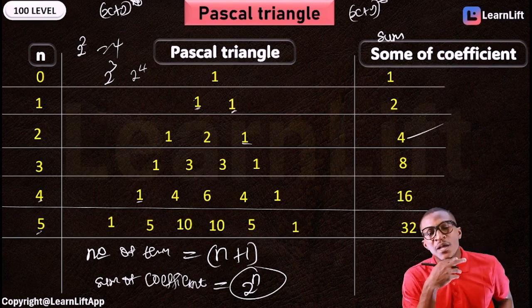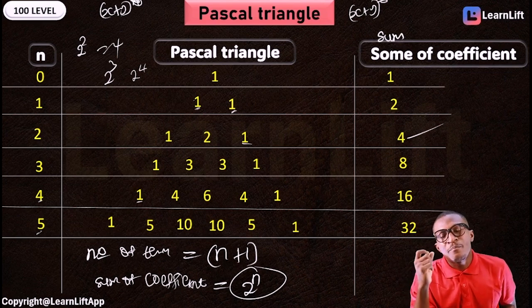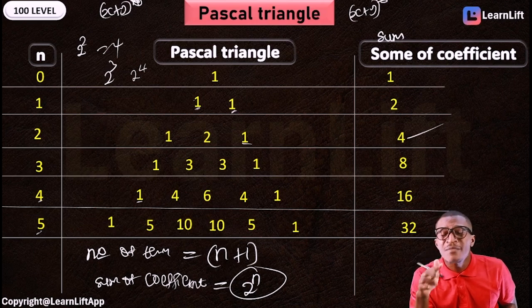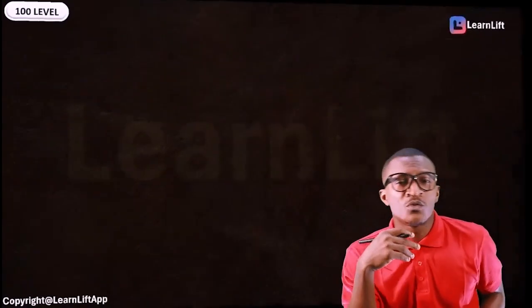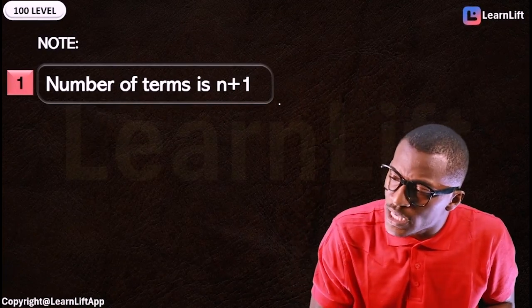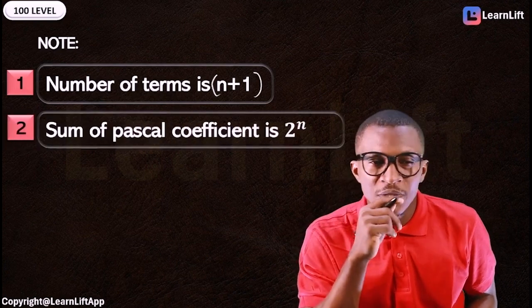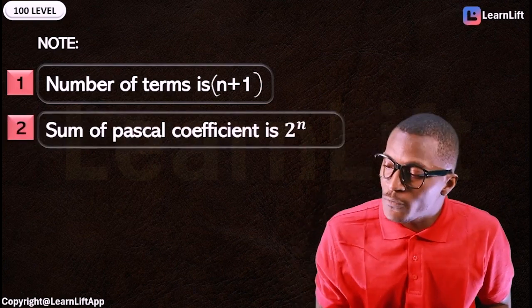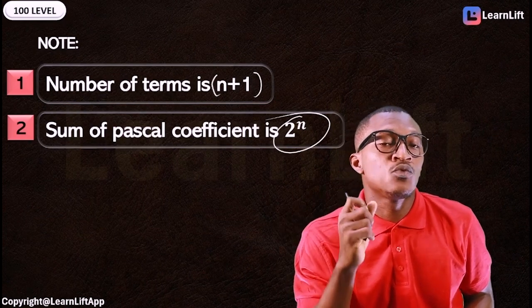So two things to hold: the number of terms is equal to n plus 1, and the sum of coefficients is equal to 2 raised to power n. From Pascal, do you understand? Very simple. You can pause it and watch it as I move further to past questions. So let's note two things. Number of terms is equal to what? n plus 1. And number 2, the sum of Pascal coefficients, what's the formula? 2 raised to power n.